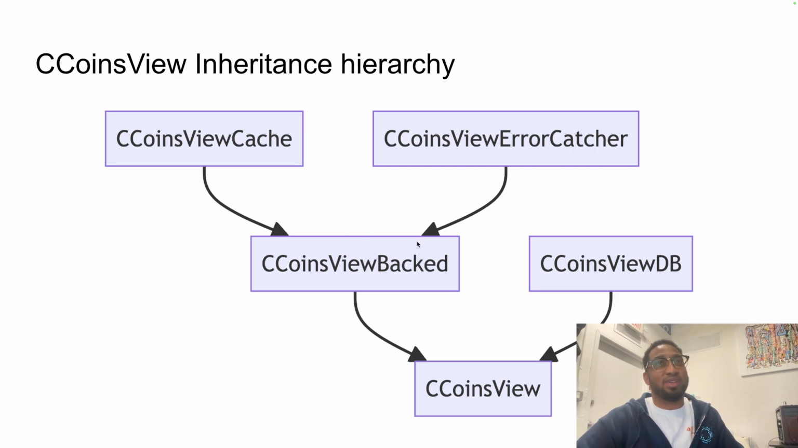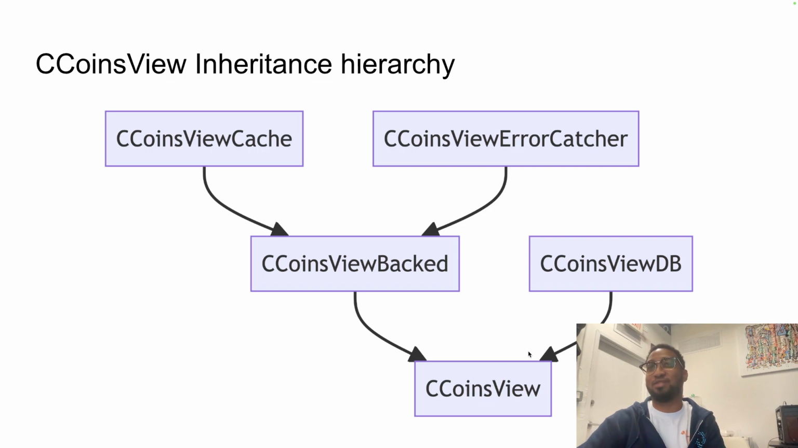Fair. But CCoinsViewBacked, basically if there's something that inherits from it, it means that it could accept another CCoinsViewBacked or CCoinsViewDB. So it wraps things. But what is the purpose of CCoinsView? So CoinsViews is an object, and there are properties on this object that inherit from CCoinsView.